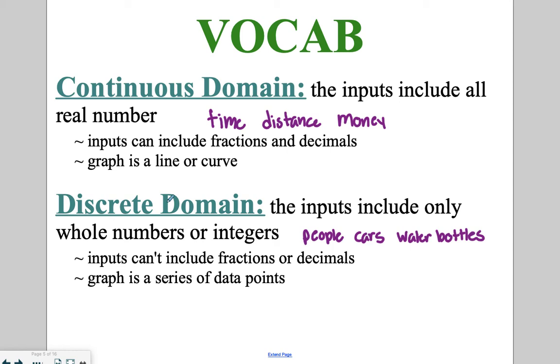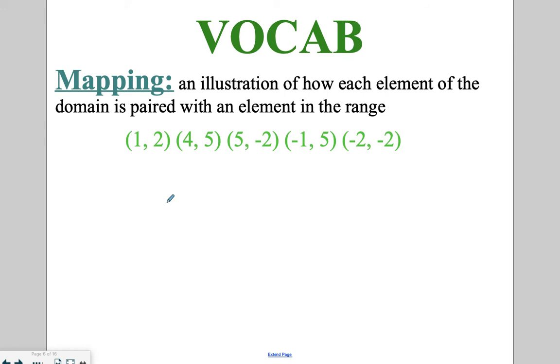The last piece of vocab here is what we call a mapping. This is a visual illustration of the domain and range, and it makes it very clear whether something is a function or not. So when you're doing a mapping, your first job is to look at all of the members of the domain, so all of the x values. And you're going to put those x values into numerical order from least to greatest. So -2, -1, 1, 4, and 5.